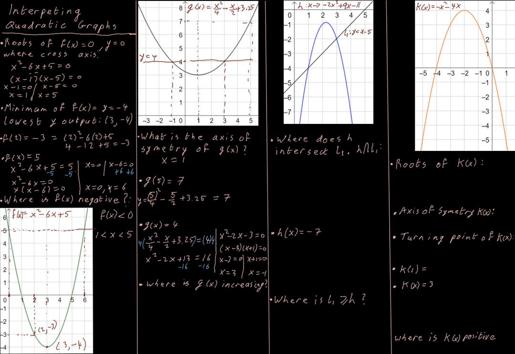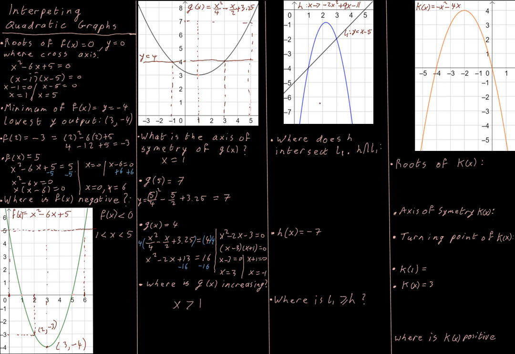Now, where is g of x increasing? Well, that means where is the slope positive? So if we're increasing, that means we're rising as we read from left to right. On this side of our curve, we're dropping as we read left to right, so the slope would be negative, it's decreasing. But past our minimum point here at x is 1, we start to rise. So anywhere where we have x greater than 1, we are increasing in g of x.